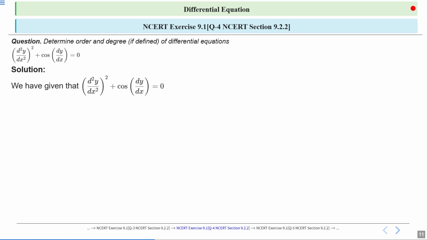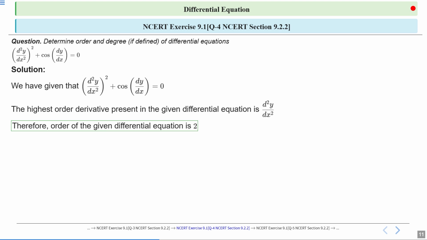So we have given that (d²y/dx²)² + cos(dy/dx) = 0. In this given differential equation, the derivative terms are dy/dx and d²y/dx², and the highest order one is d²y/dx². So the highest order derivative present in the given differential equation is d²y/dx², and its order is 2. So the order of the given differential equation is 2.